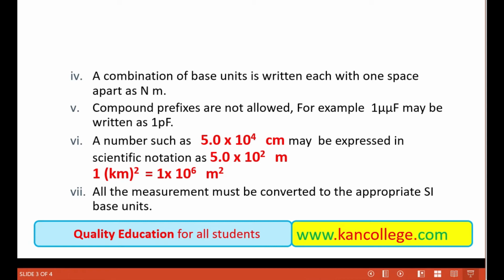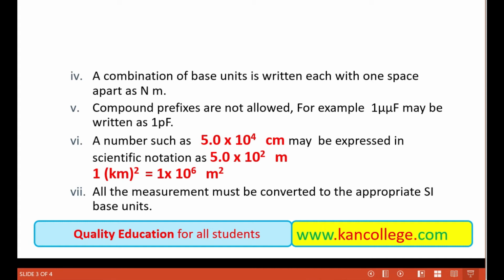Number five, compound prefixes are not allowed. For example, 1 micro-microfarad may be written as 1 picofarad. Actually, 1 micro-microfarad is a wrong interpretation.